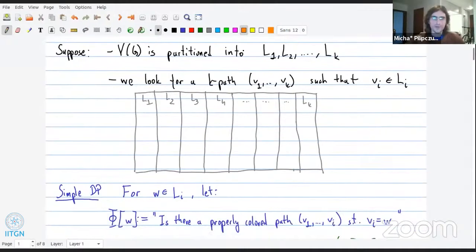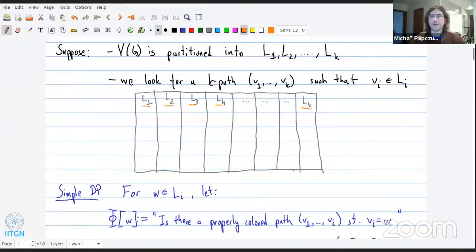So it is useful to think, when approaching this problem, of the following variant, which will be the most important variant for us, namely a colorful variant where the vertex set is partitioned into several layers or colors. So layer 1 is color 1, color 2, color 3, color 4, up to color k.